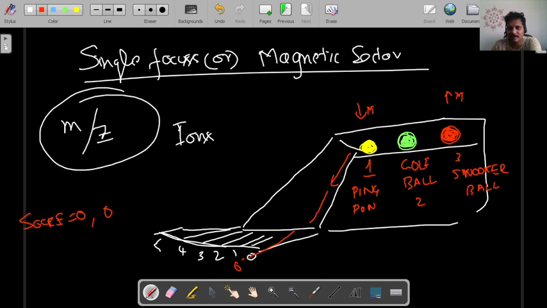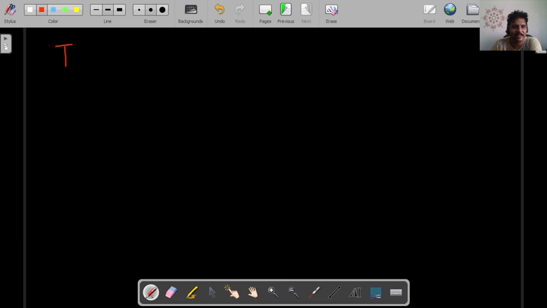So with this type of method, how will you be able to differentiate between the different masses? By using the time it takes to travel. This is the first method, time of flight. First we'll see this time of flight mass spectrometer.